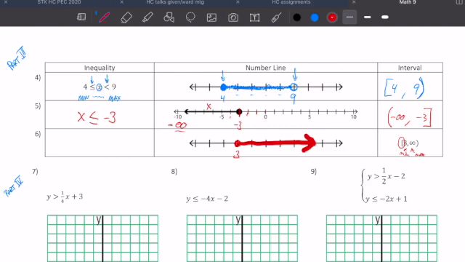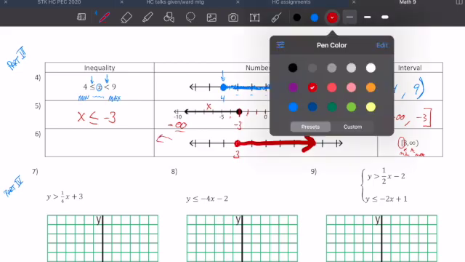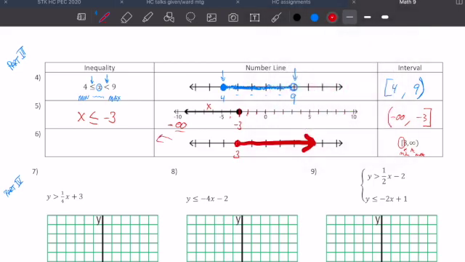Okay, now going from the number line to the inequality, we'll now go for it. X is going to be on this side, so read it from x's perspective. Is x bigger than 3? Yeah, it's on the right side, so it's bigger. X is greater than or equal to 3. Okay, so those are the examples for part 3.